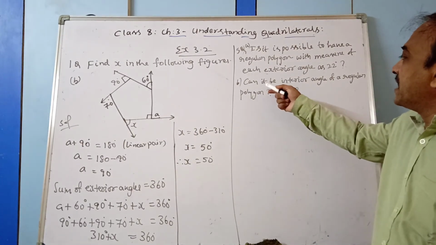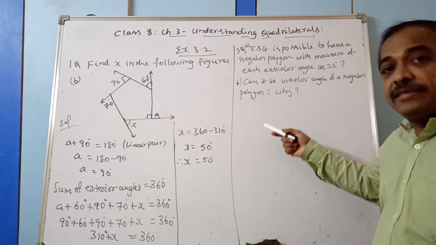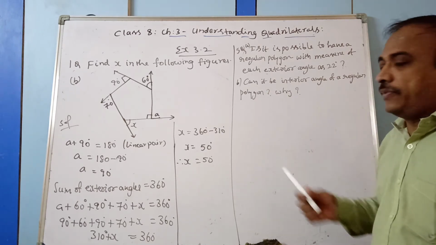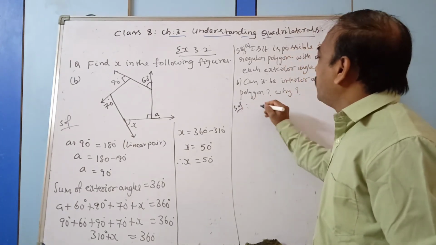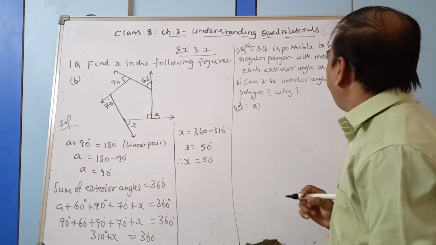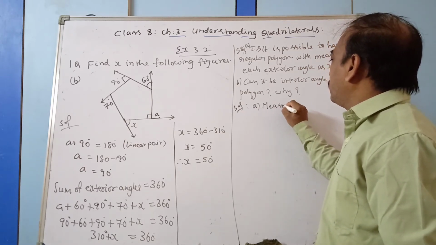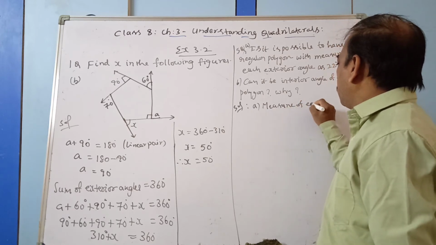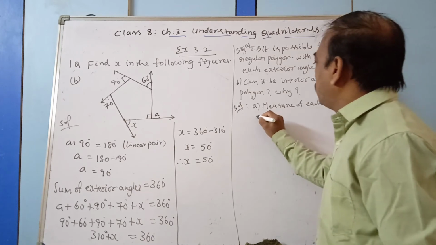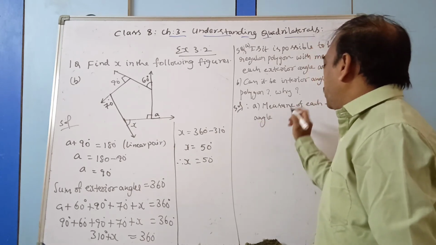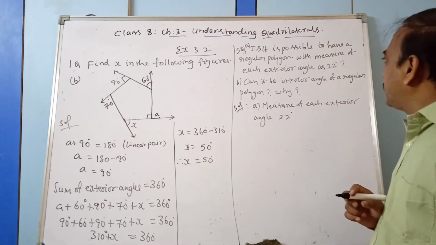And one more bit. Can it be interior angle of a regular polygon? If it is yes, why? If it is not, why? Okay, we see whether it is possible or not. First, take bit A. Measure of each exterior angle is equal to 22 degrees.